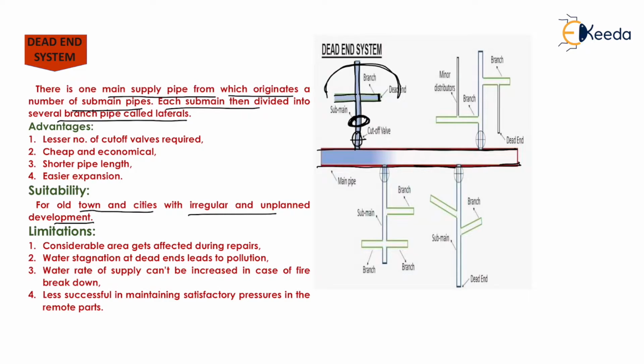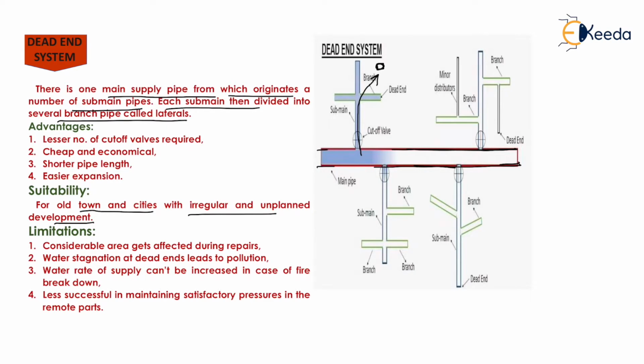Next one is the water stagnation at the dead end leads to pollution. We had already discussed it. Next one is that the rate of water supply cannot be increased in case of fire breakout. Suppose there is a fire breakout in this portion. Now we have only one path of supplying water, that is only this way. So there will be a limited amount of water for extinguishing that fire. So at the time of fire breakout we don't have enough water for extinguishing that fire.